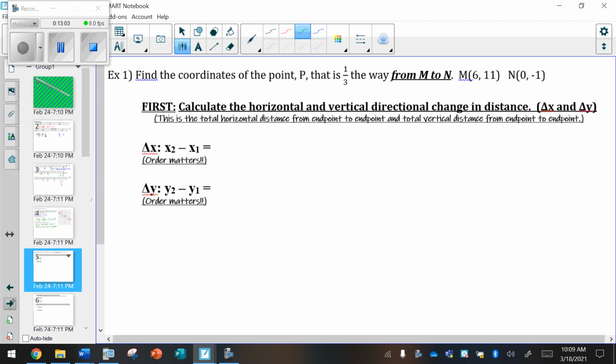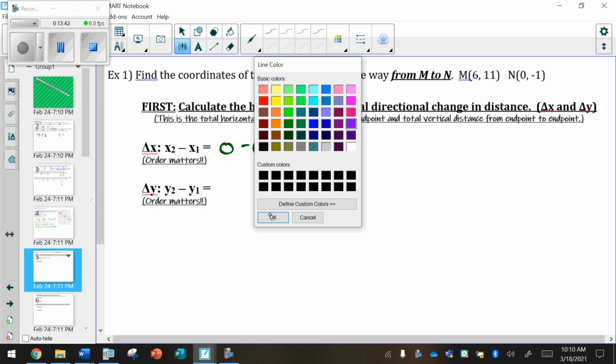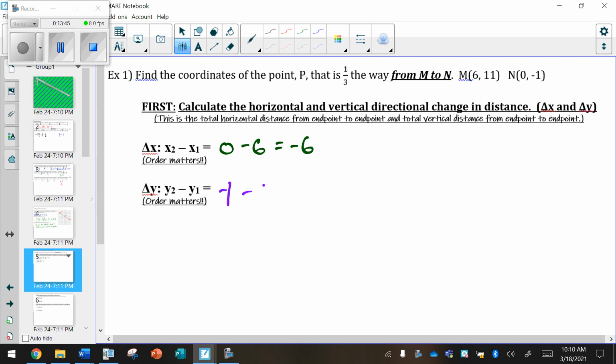So I broke this down into the individual steps. So there's 3 things we have to do. First, calculate the horizontal and vertical directional change in distance. So very similar to when we were trying to find the starting position of the robot or the soccer player or the hockey player, depending on which practice question you refer back to. We're going to do the change in X, we're going to do the change in Y. So for our change in X, we're going to do X2 minus X1. And for our change in Y, we're going to do Y2 minus Y1.